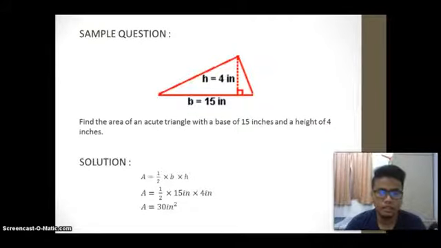Okay, so that's all for me. I explained about the area of a triangle and rectangle. I hope my explanation will help you understand a little bit about the area of triangle and rectangle. So that's all for me. I end this video with Assalamualaikum and thanks a lot.